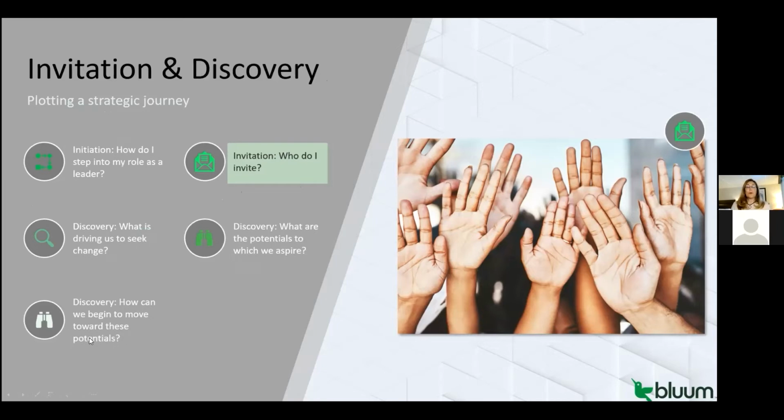With invitation and discovery, we also spoke about who do I invite? And I asked you to share the characteristics of a teacher leader. So if you were thinking about teacher leaders that you wanted to invite to be a part of this, what characteristics would you look for? And you shared things like curiosity, growth mindset, innovation, dependability, collegiality, integrity, confidence. You wanted people that were reflective. And these were the characteristics of people that you would invite to be a part of your leadership team.